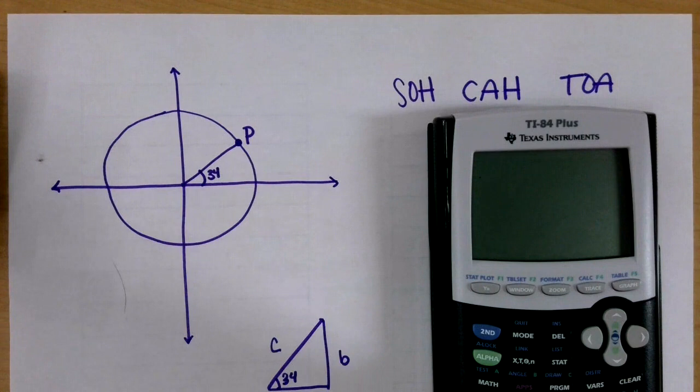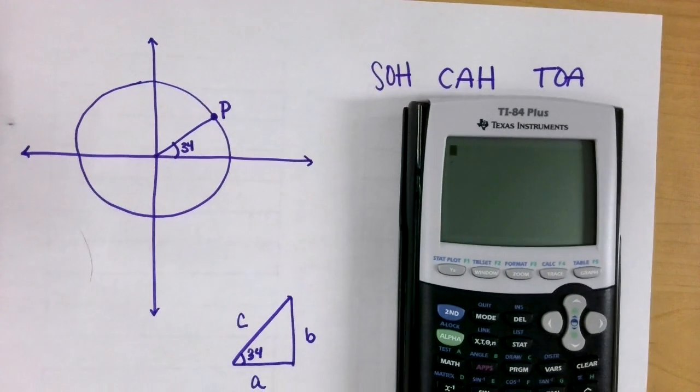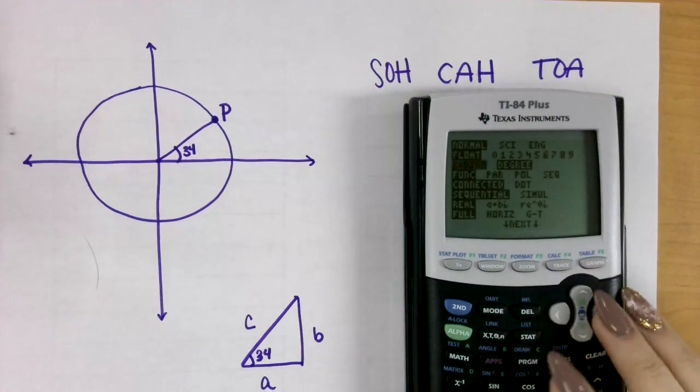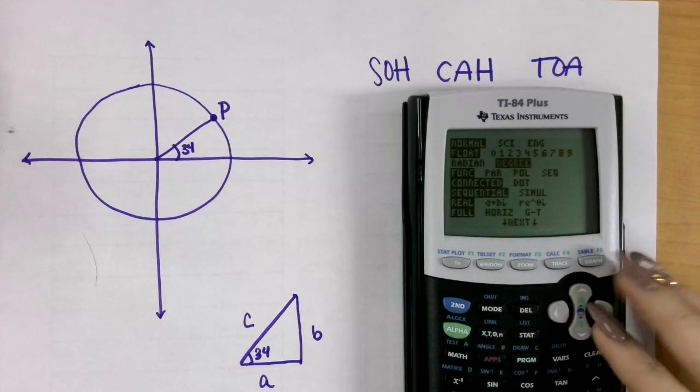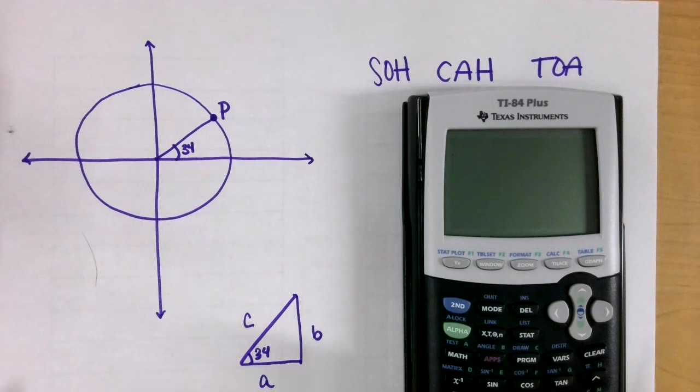Before we get started, I want you to make sure that your calculator is in degree mode. So remember, we press the mode button, and then where it says radian and degree, we want degree to be highlighted so that we are in degree mode for today.